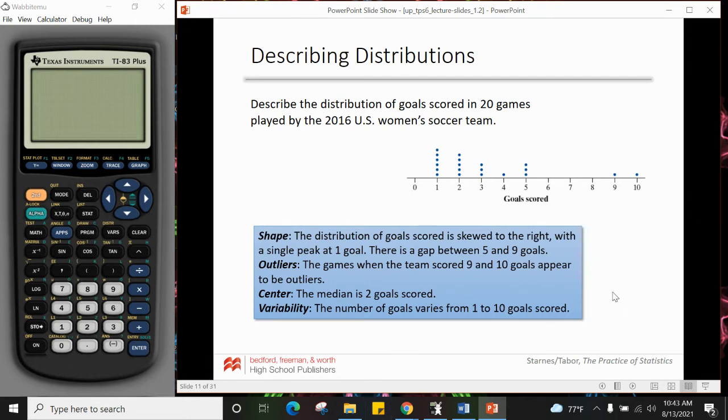And you see how each one has goals scored, goals scored. The team scored 9 goals. They're always putting it in context. Yep, and there's everywhere where they talk about the context.